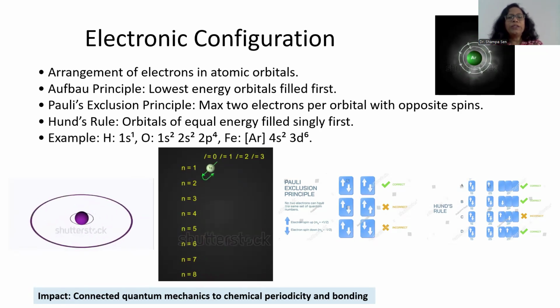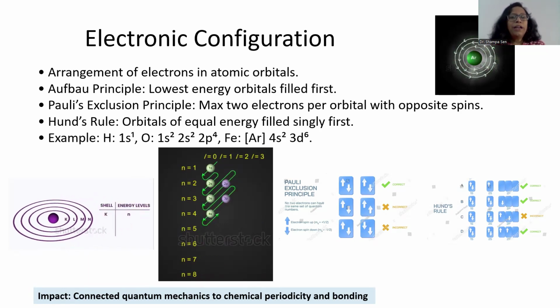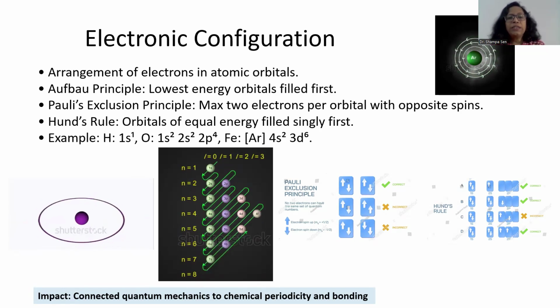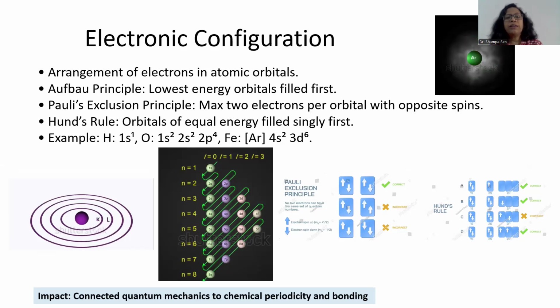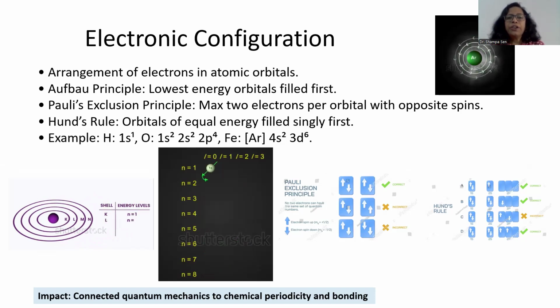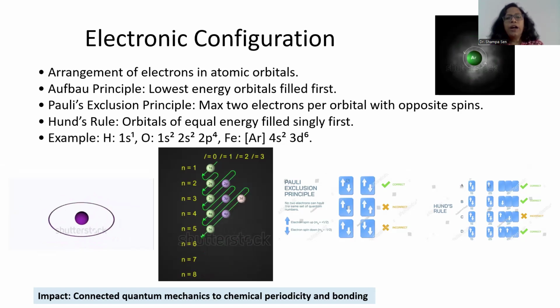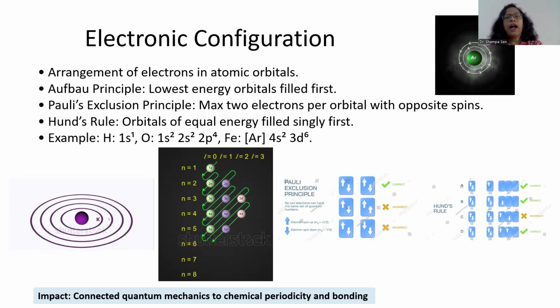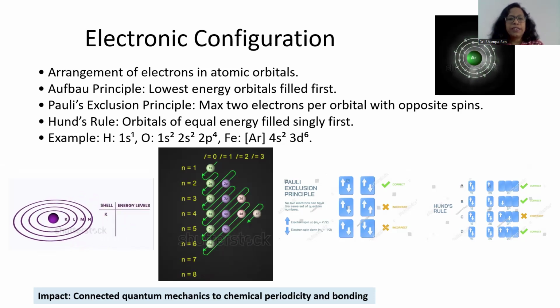hold 2 electrons. For example, for hydrogen, it will be 1s1. Oxygen has 8 electrons, so 1s2, 2s2, 2p4. 2s and 2p are almost at the same energy level. Then iron will have the configuration of argon, a noble gas. We will discuss all these things again in the periodic table lecture. So iron will have argon's configuration and then continue with 4s2, 3d6.